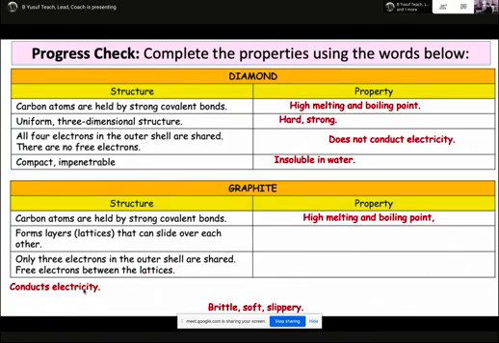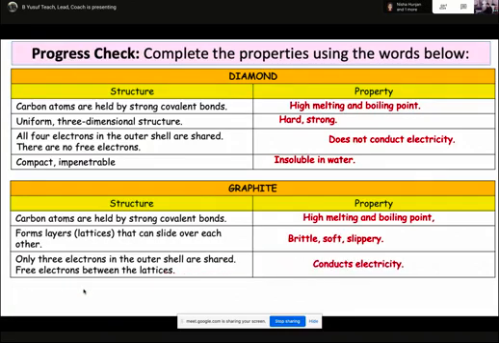Again, with graphite, strong covalent bonds, high melting and boiling point, as we said before. So you've got the lattices or layers that can actually slide past each other, which means that it's slippery, or soft in comparison to diamond. And what makes it different to diamond is it's got one electron that can actually move between the sheets and lattices and conduct electricity.